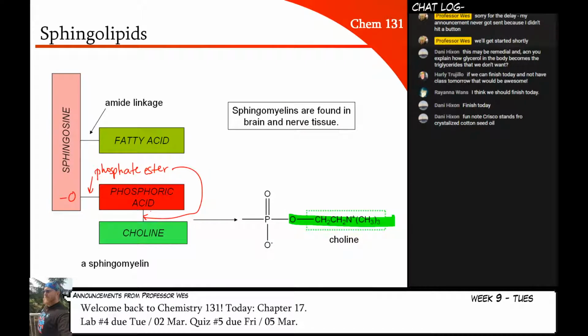Now, where do you find sphingomyelins? Most of the time, they would be in brain and nerve tissue.